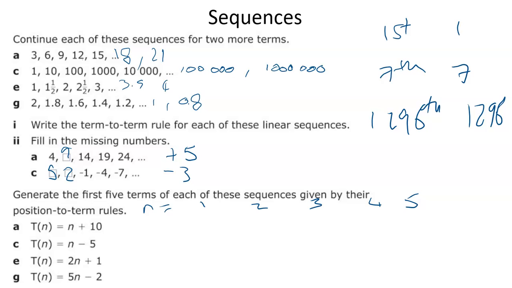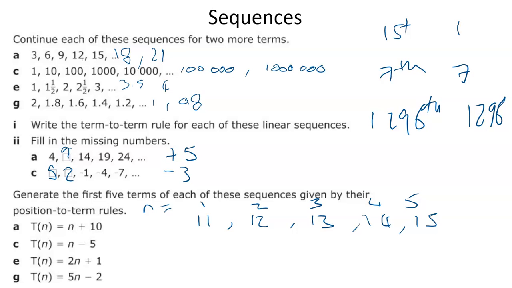So term 1 is 1 plus 10. Well, I can work that out. Term 2, for n equals 2, is 2 plus 10, which is 12. Term 3 is 3 plus 10, and so it carries on, and we get our sequence for the first one, just like that.